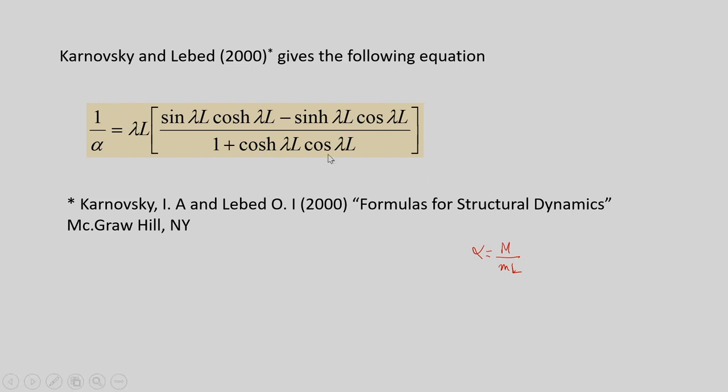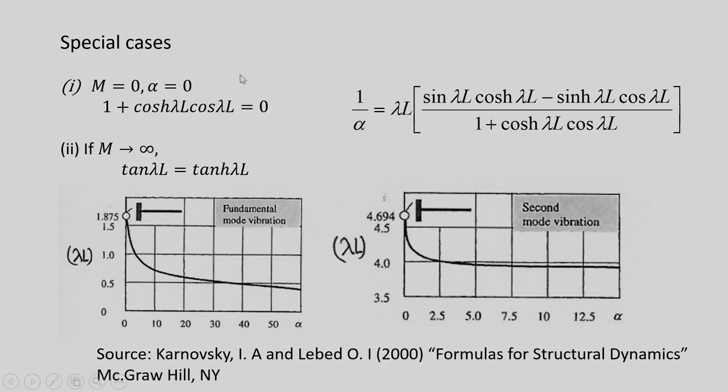So now several conclusions can be drawn from this expression that we have discussed earlier also, but for refreshing, I am telling. For special cases where M is 0, there is no concentrated mass, you get the transcendental equation 1 plus cosh λL cos λL. That is the transcendental equation, or frequency equation, for a cantilever beam where at the tip there is no concentrated mass. So the tip is free, and the mode shape function is given by this.